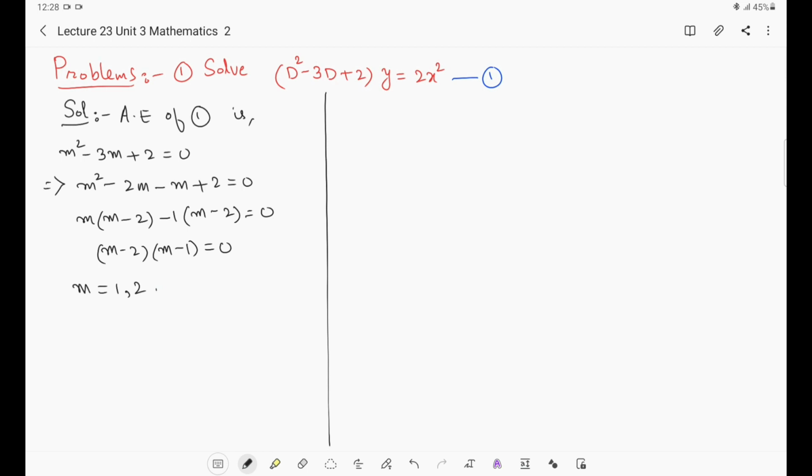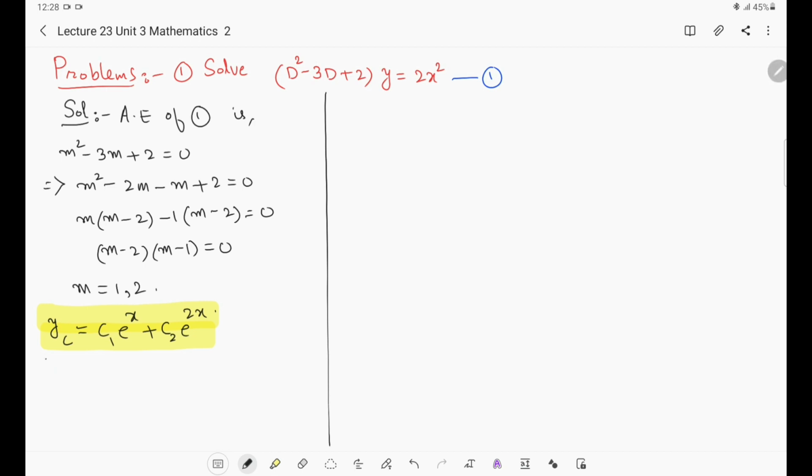The given auxiliary equation. Then if the roots are 1 and 2, what will be the complementary function? Already we know the complementary function is given by yc equals c1 e power 1x plus c2 e power 2x. So this is the auxiliary equation for the given differential equation. Now this is the complementary function for the given equation.